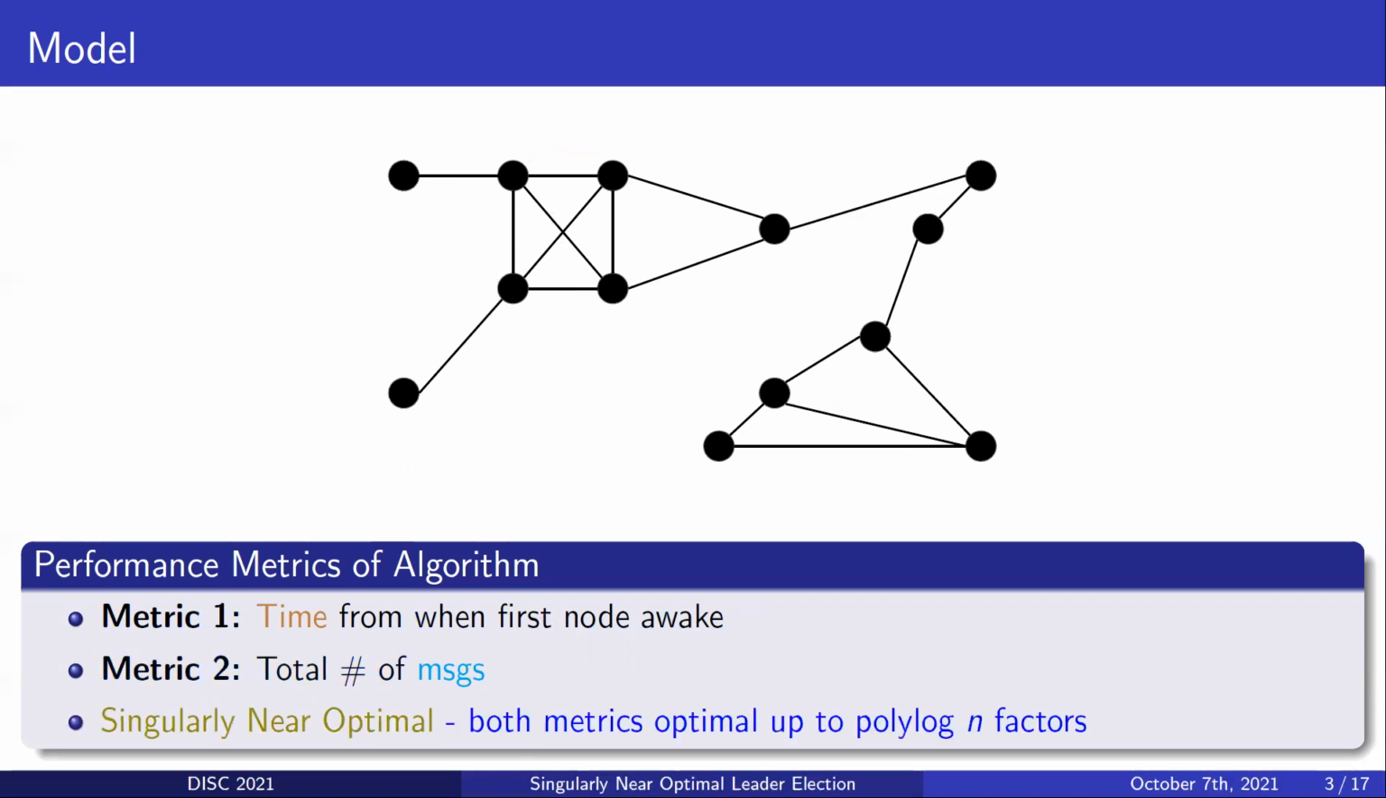And in our paper, we have these words, singularly near optimal. What does that mean? Well, an algorithm is singularly optimal if it's both optimal in time and messages. And it's near optimal if it's only off by polylog n factors in either of these 2 metrics, or possibly both of them.